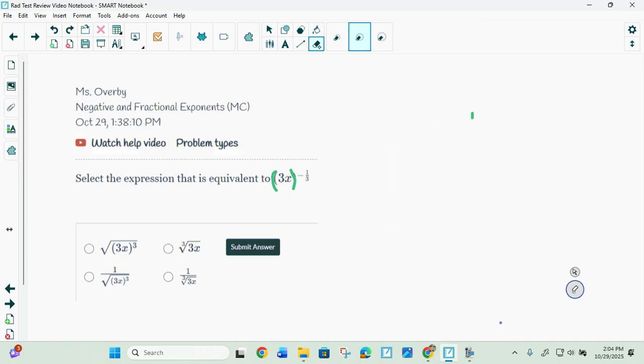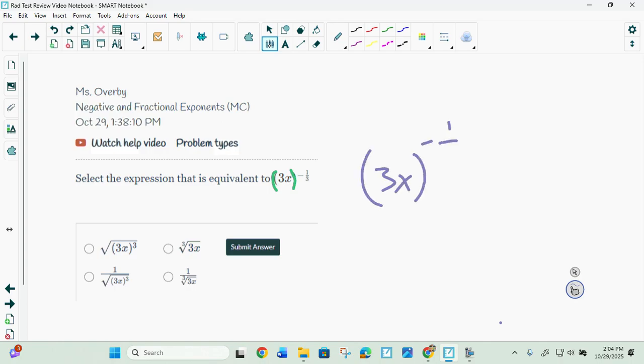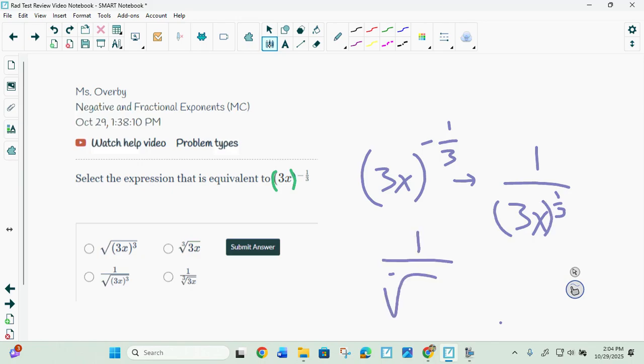All right, so let's do this. This whole thing, the negative, let's go through this. The negative is saying you have to go to the denominator, right? So we got rid of the negative. And then the 1/3 is saying the cube root. And that's all it wanted us to do. It didn't want us to break it down any further than that. Okay, I'm going to look at the answers next time, right?